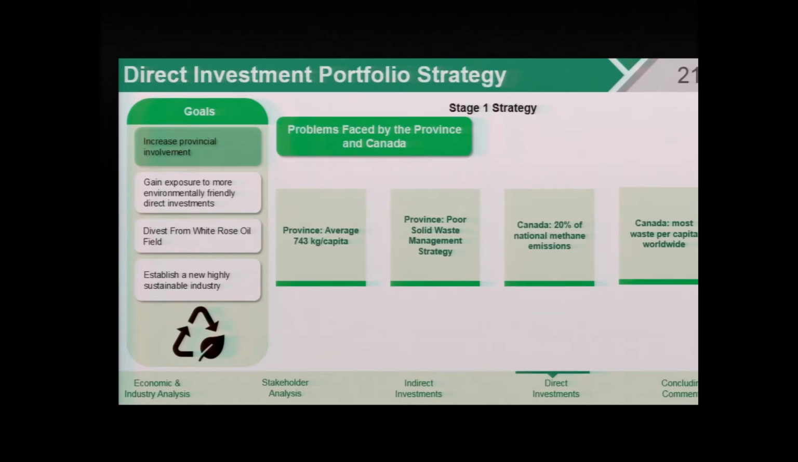The province is ranked 5th in waste produced countrywide, with their solid waste management strategy failing to tackle key issues. Canada itself has the highest waste per capita worldwide, contributing about 20% to national methane emissions. To solve these problems, we plan to introduce Canada's first waste energy plant. These plants are a more environmentally friendly and sustainable alternative to landfills. Our plant will use the newest technology today, including new carbon catching technology.